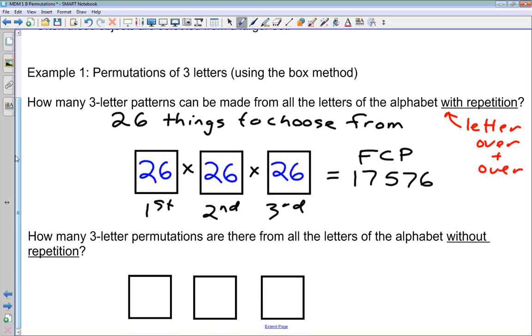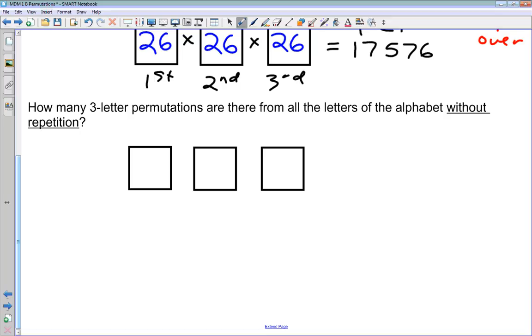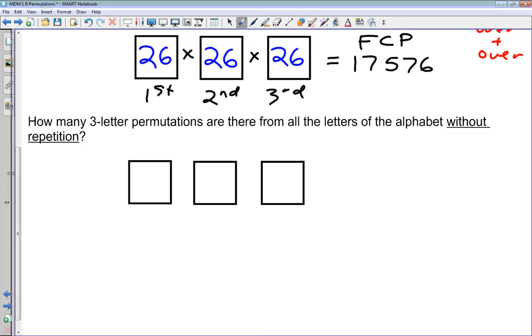How many three-letter permutations are there from all the letters of the alphabet without repetition? So now, once we've used a letter once, we can no longer use it in one of our other boxes. Again, we've got three boxes because it's a three-letter pattern. We'll think about the first, the second, and the third letter in our pattern.